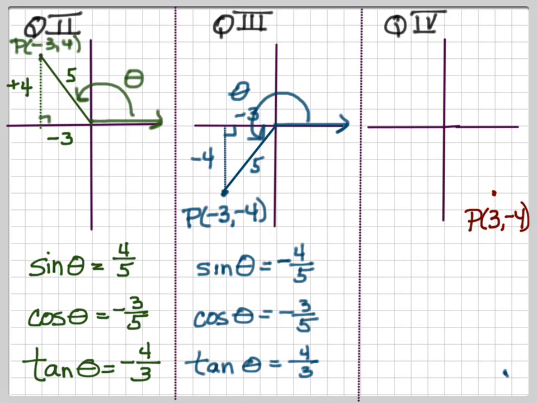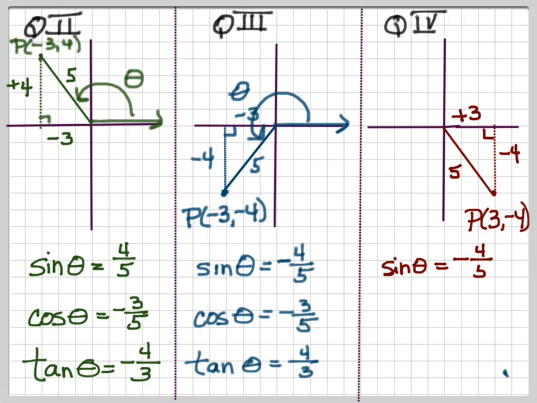Let's redraw this. Had a little boo-boo there. Okay, so it's -3, 4. Draw the line. And this is going back to the x-axis. And this will be +3, -4, and 5.